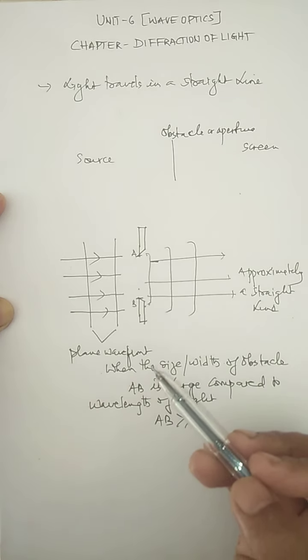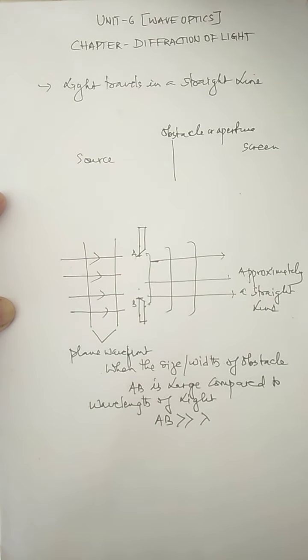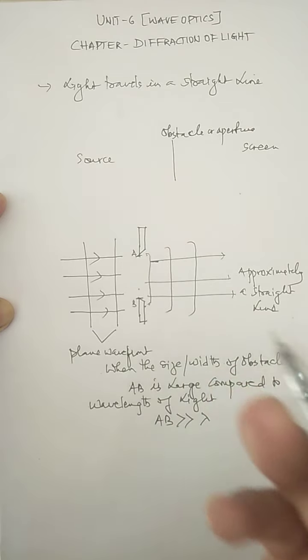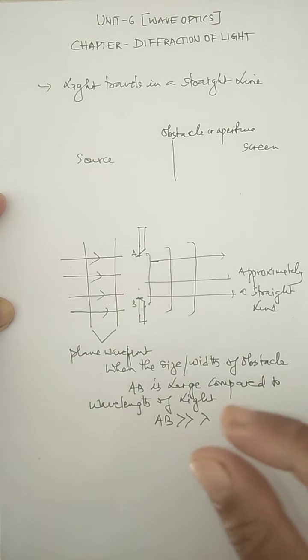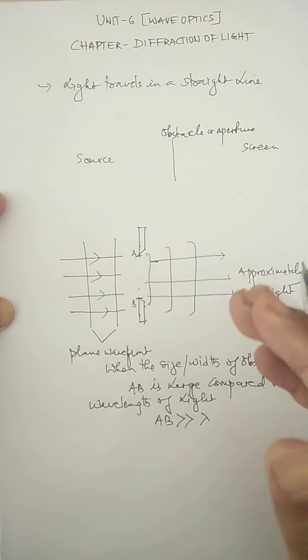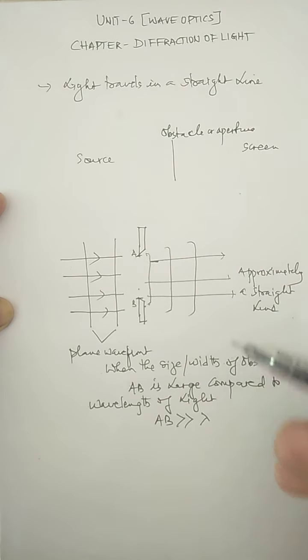This phenomenon of bending of light around the corner of an obstacle or aperture is called diffraction of light. In a simple way, diffraction of light is the phenomenon of bending of light around the corner of a very small obstacle or aperture. This bending makes the light spread into a region, modifying the distribution of light energy observed on the screen, and this phenomenon is called diffraction of light.